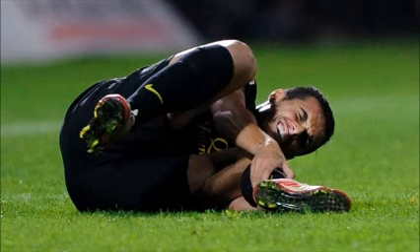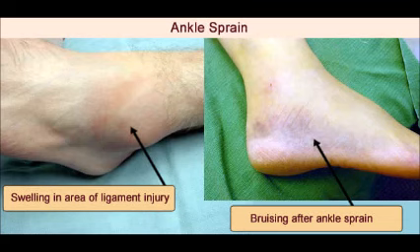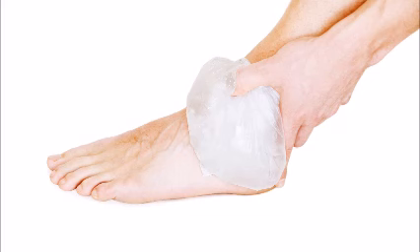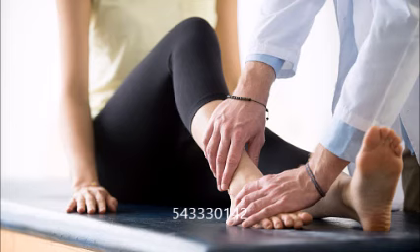Symptoms of high ankle sprain or syndesmotic ankle sprain. Pain upon palpation of the ankle. Pain upon walking and difficulty walking are common symptoms of high ankle sprain or syndesmotic ankle sprain. One of the symptoms is swelling at the anterior and external side of the ankle. Bruising is present at the anterior and external side of the ankle.